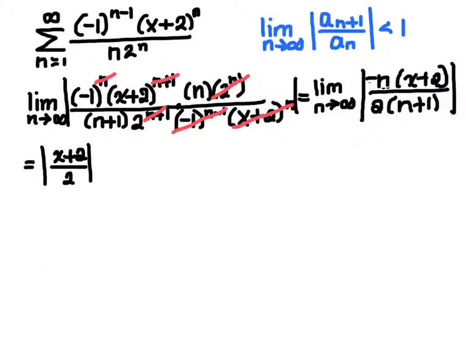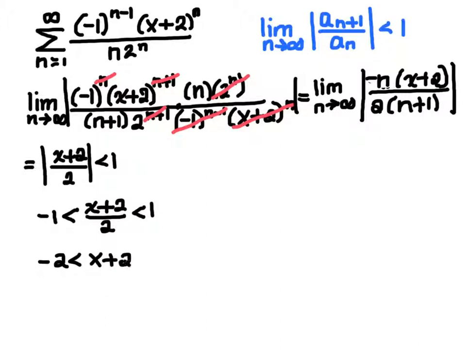And we want to know, when is this less than 1? Well, for this to be less than 1, it must be between negative 1 and positive 1. Let's get that, and there's our x plus 2 over 2. If I multiply both sides by 2, I have negative 2 is less than x plus 2, which is less than 2. And if I subtract 2 from all sides, I have negative 4 is less than x, which is less than 0.